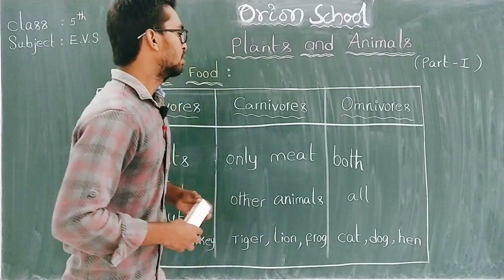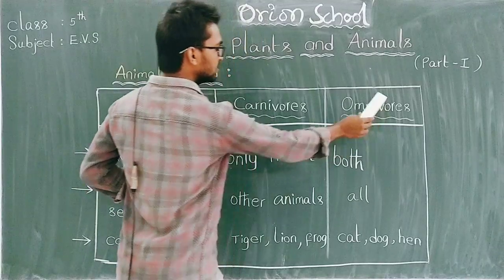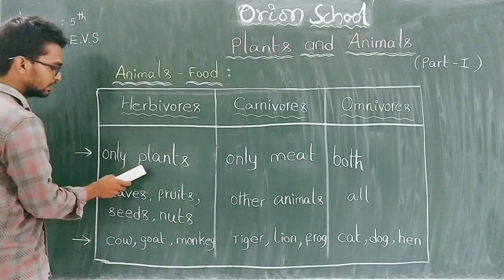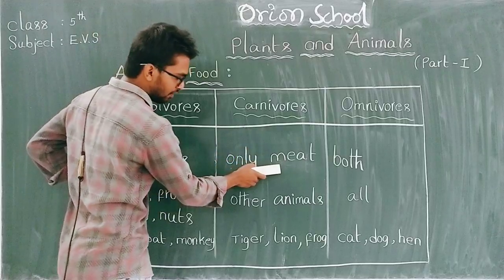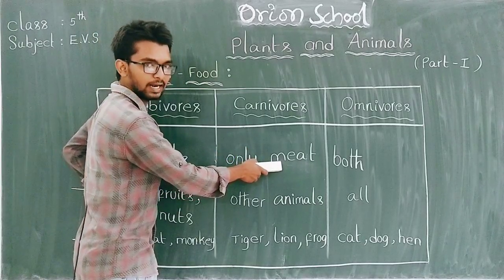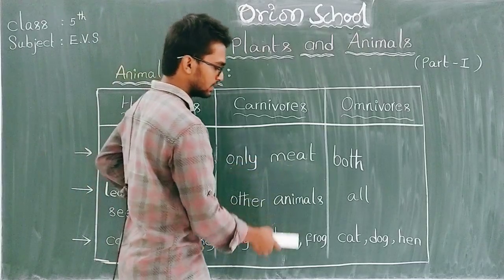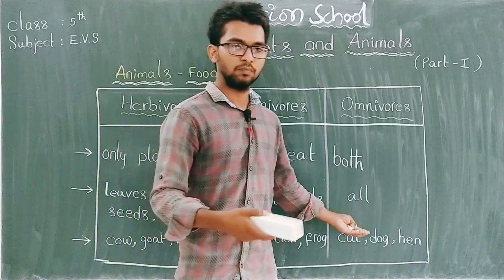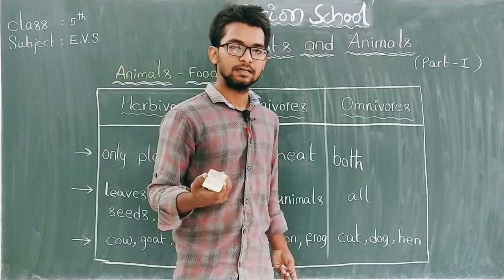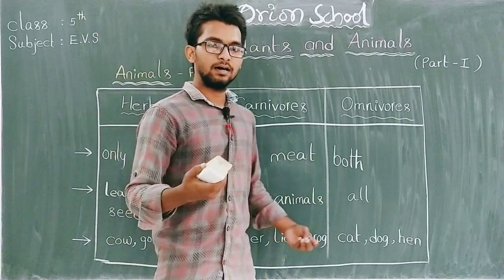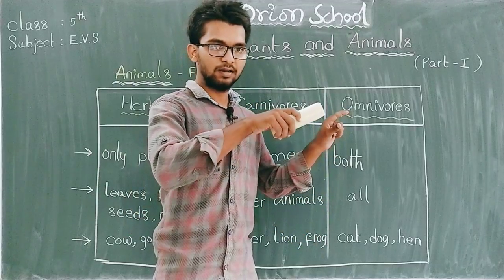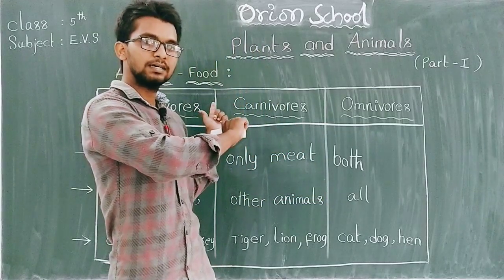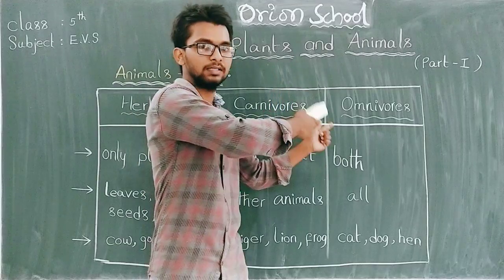Now omnivores means both. Both means the animals eat the products of plants and also the meat or flesh of other animals, right? Let us see the examples so you can understand: cat, dog, hen. Generally we see cats and dogs in our homes. So what does a cat eat? Yes, a cat drinks milk, right? A cat hunts some small creatures, right? So it eats both the products of plants and also some other animals.